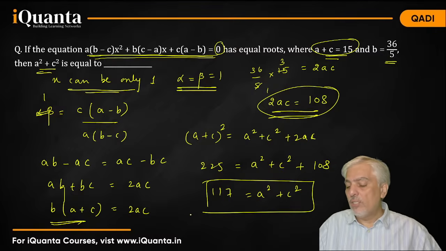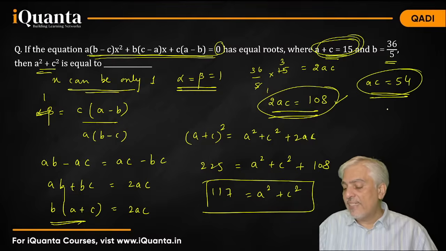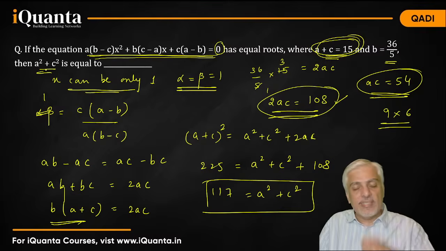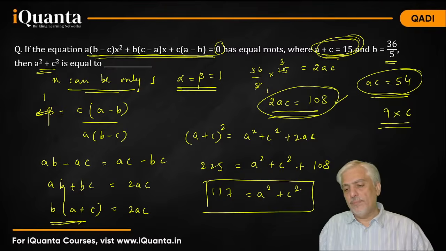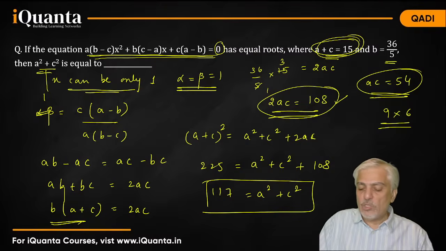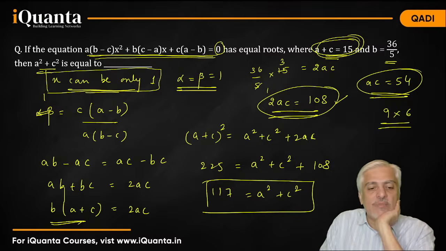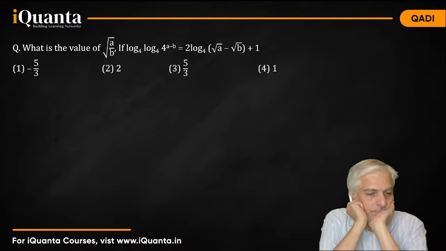Or you could have solved it also. 2AC is 108, so AC is 54. I need two numbers whose sum is 15 and product is 54. So 9 and 6. 9 times 6 is 54, 9 plus 6 is 15. And then you could have put it over here, 9 square plus 6 square, 117. Everybody clear? The main important step in this question was to get that x can be only 1. Once x was only 1, then the sum was easy. Okay, next question.